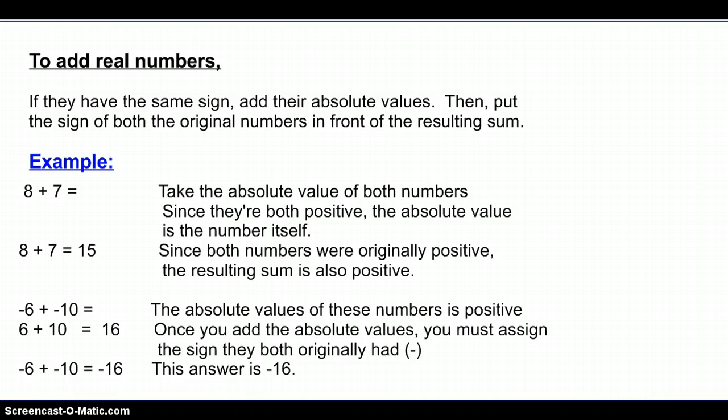The same thing happens with negative numbers. If you look at negative 6 plus negative 10, the absolute value of both of those is positive. It's positive 6 and positive 10. When you add those together, it's 16. But then you have to decide what sign to assign to that resulting sum. And since they both originally had a negative, you'll assign a negative. So the answer is negative 16.